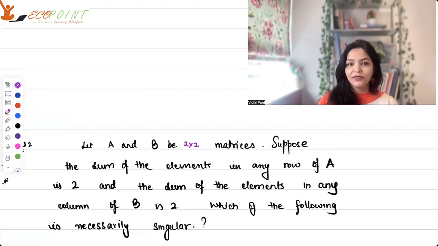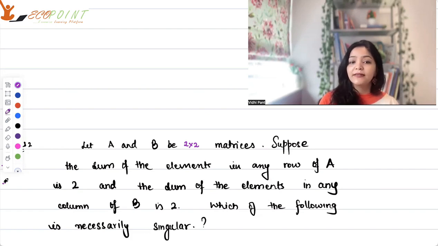Next question is from matrices and from actually one of my very favorite concepts, eigenvalues, and you will see how. Let A and B be 2 cross 2 matrices. Suppose the sum of the elements in any row of A is 2 and the sum of the elements in any column of B is 2.